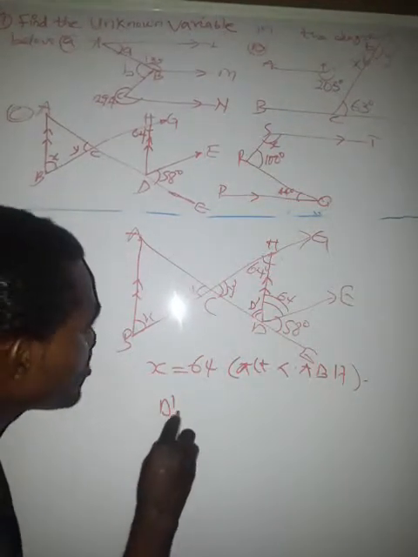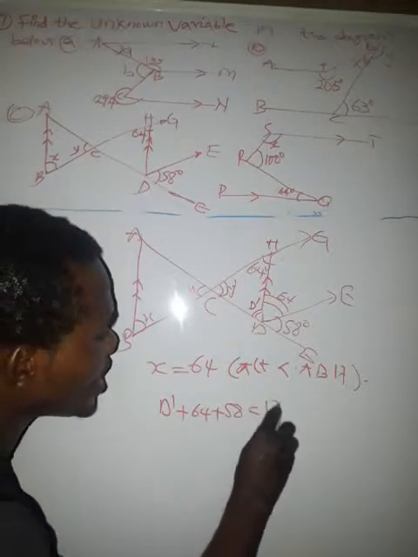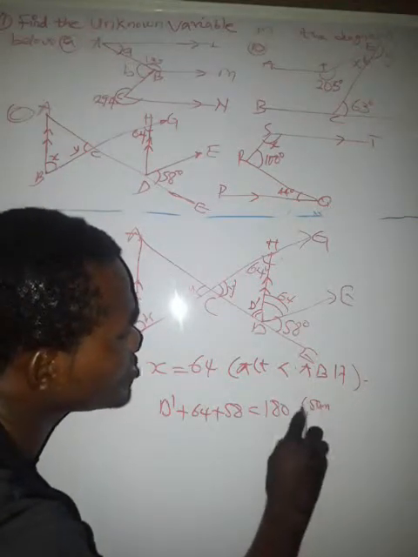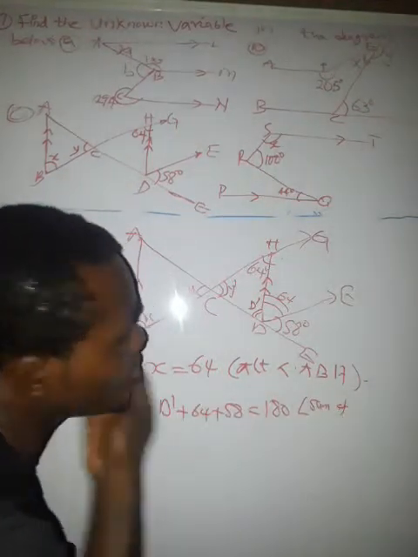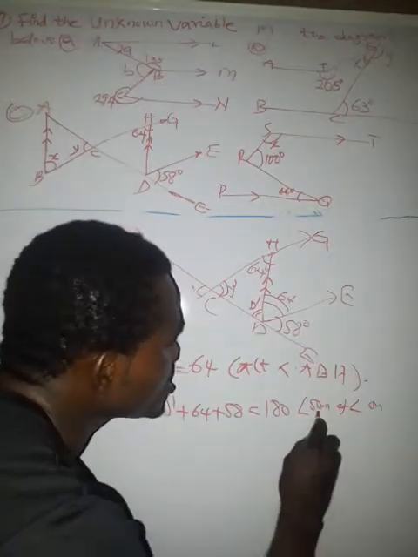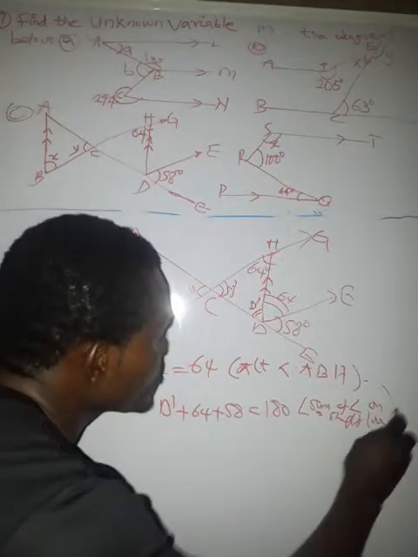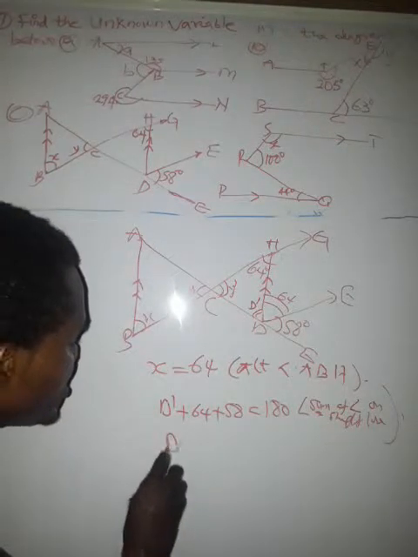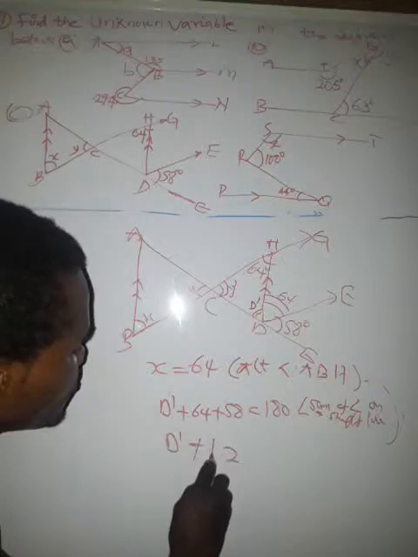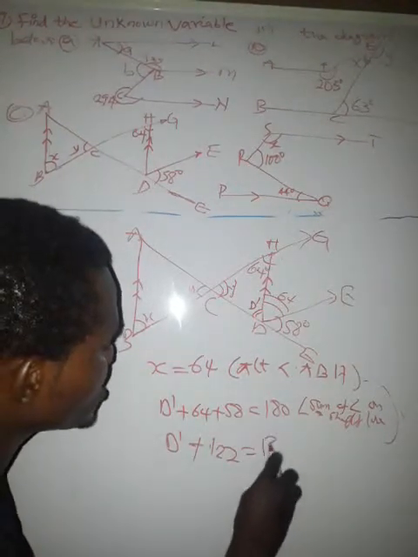So d prime plus 64 plus 58 will give me 180 degrees. The reason is sum of angles on a straight line. So that is the reason. Now can I say d prime plus this plus this, 122, equals 180.